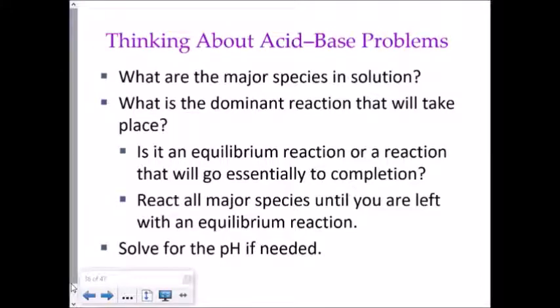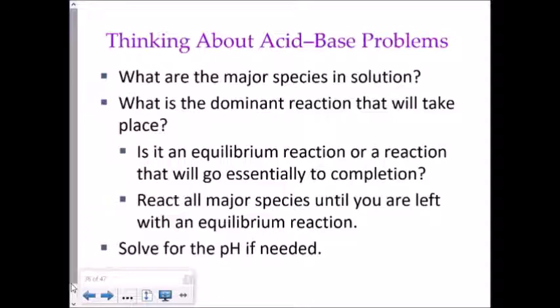Now, thinking about acid-base problems. What are the major species in solution? What is the dominant reaction that will take place? Is it an equilibrium reaction, or is it essentially going to go to completion? React all major species until you're left with an equilibrium reaction, and you can solve for pH.